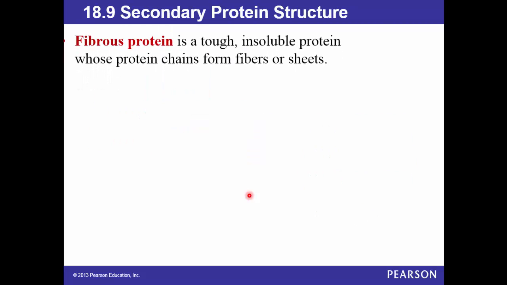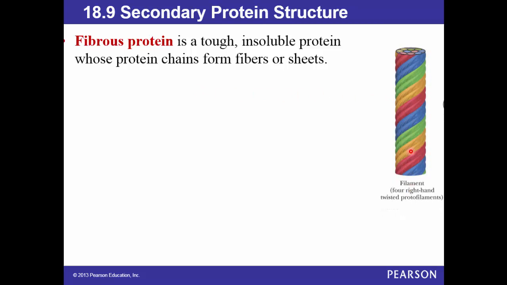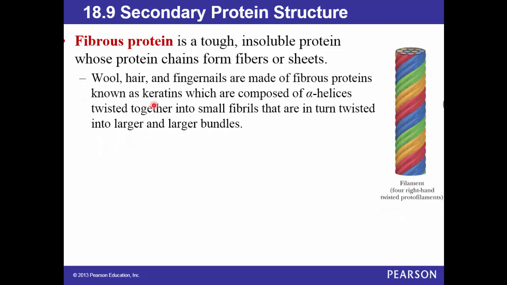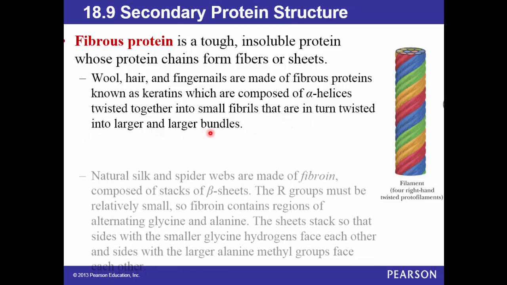There are two types of proteins. Fibrous protein is a tough, insoluble protein whose protein chains form fibers or sheets like this. Example: wool, hair and fingernails are made of fibrous proteins known as keratins, which are composed of alpha helices twisted together into small fibrils that are in turn twisted into larger and larger bundles.